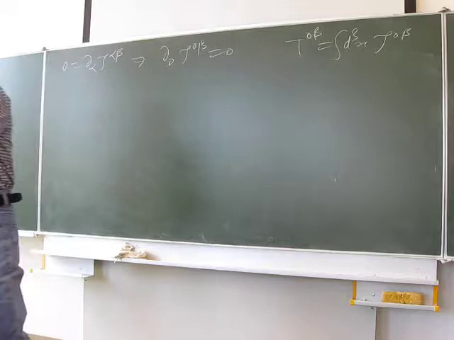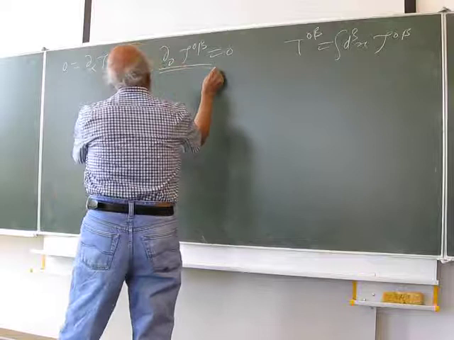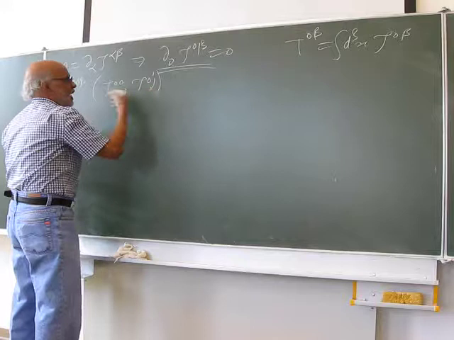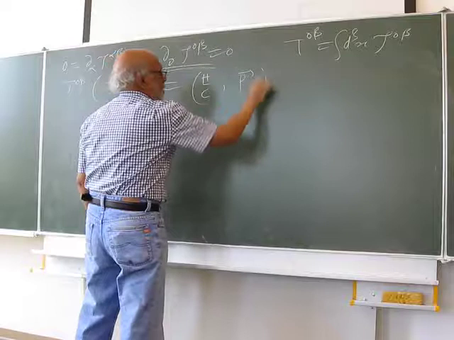Now T0 beta has four components, and what are these components? T00, T0j, and what are these? This is H and this is P. So this is the field energy, this is the field momentum.